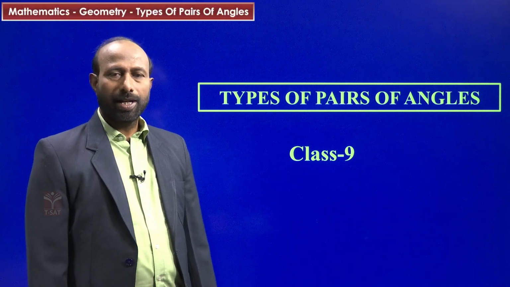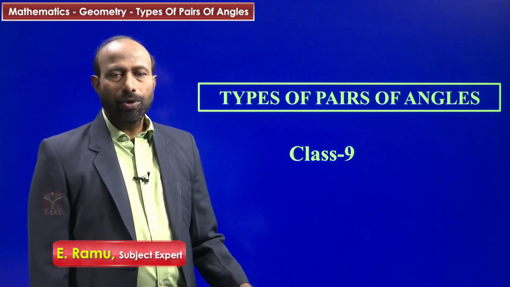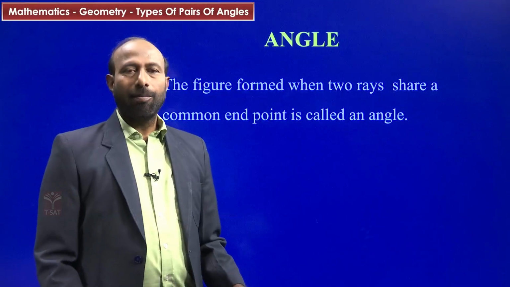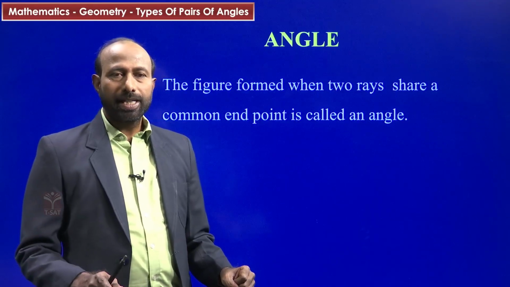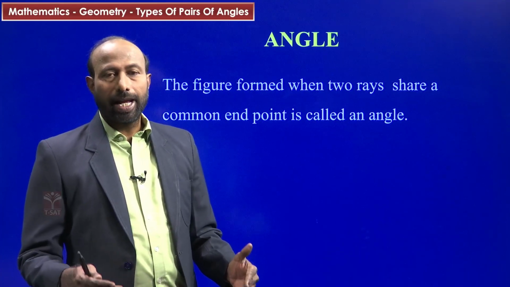In this class, we are going to learn about types of pairs of angles. Before going into the topic, let us see what is an angle. The figure formed when two rays meet or share a common endpoint is called an angle.